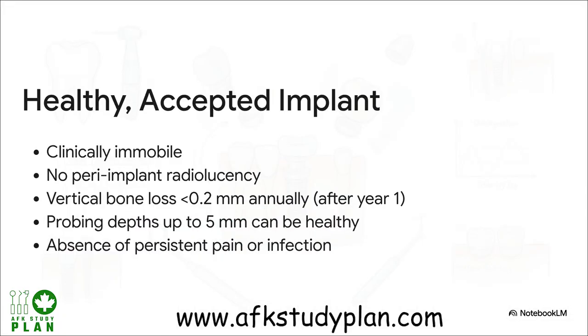So let's quickly recap what a healthy, fully integrated implant looks like. It has to be clinically immobile, no wiggling. On an X-ray, there should be no dark shadow or radiolucency around it. After that first year of healing, any annual bone loss should be less than 0.2 millimeters. And remember this, unlike a natural tooth, probing depths up to 5 millimeters can be totally fine around an implant as long as there's no bleeding or infection.